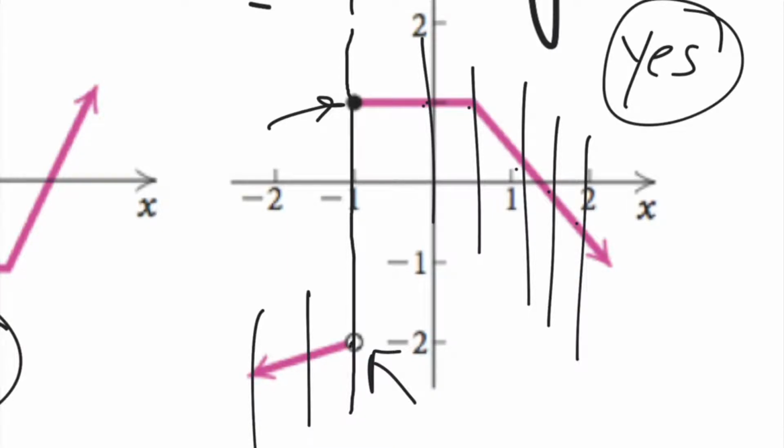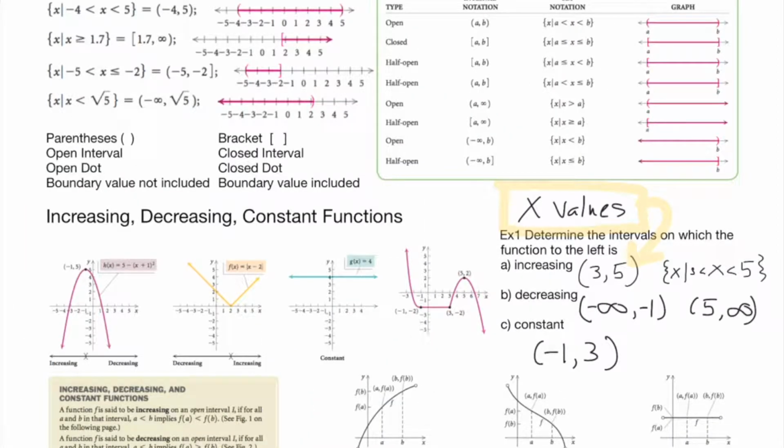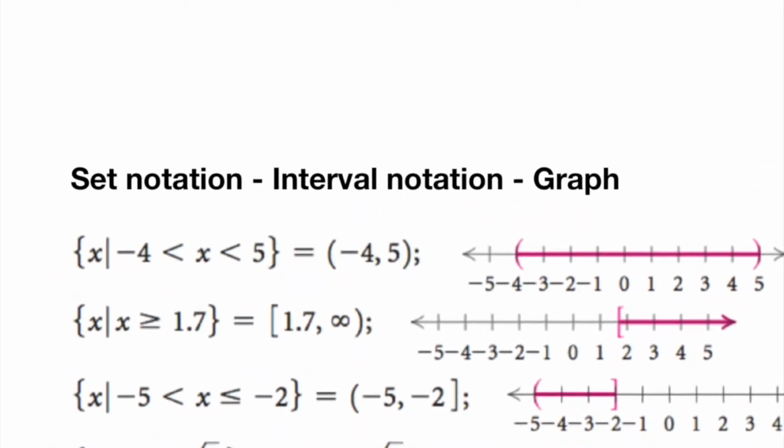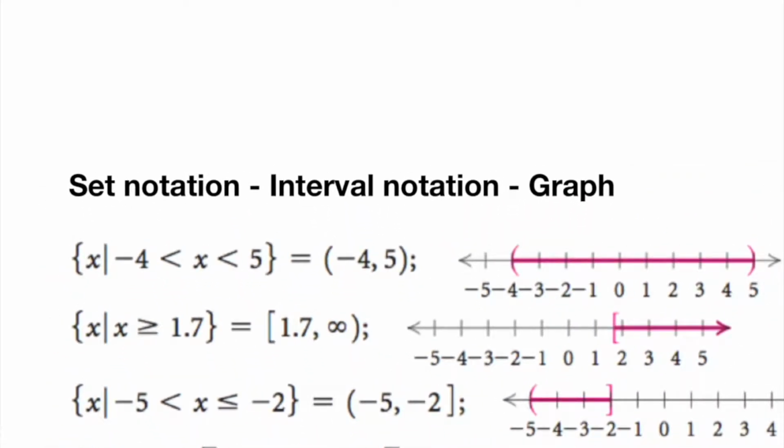Had this been a filled in dot, then you would say no, because it touches the function twice. But it's not a filled in dot, so that's why it is a function. I'm going to teach you something new, something you probably have not ever seen before. This is what's called set notation and interval notation.